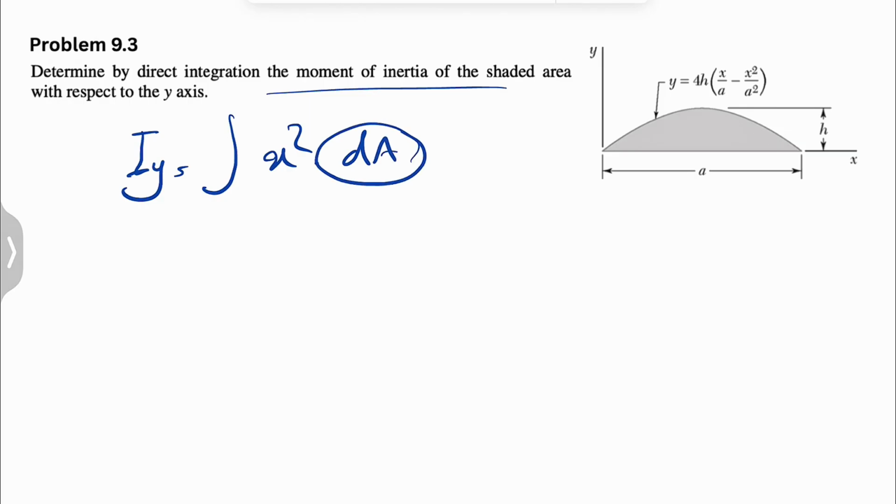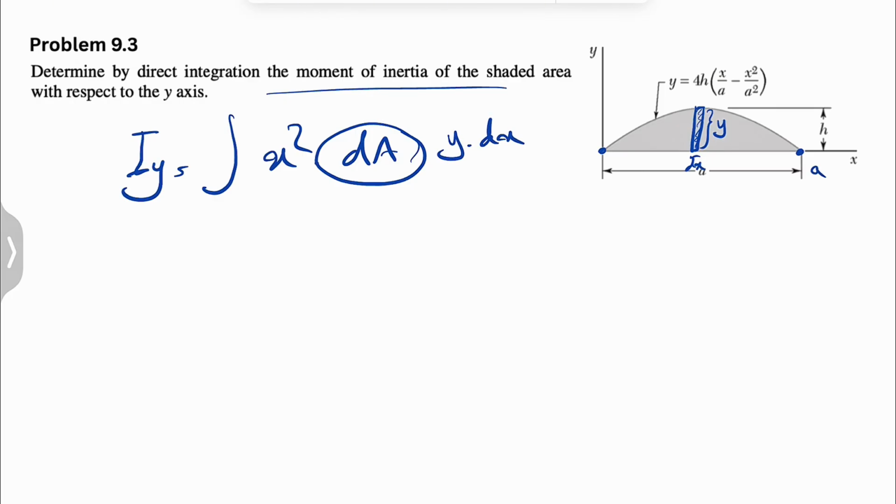And for dA, we're going to consider that tiny rectangle that moves from 0 to a, which would cover the whole area, and we have this part y and the other side would be dx. So basically the area of that rectangle, and because it's super teeny tiny, this side is going to be almost horizontal, so that's why we consider it a rectangle. So it's going to be y times dx.